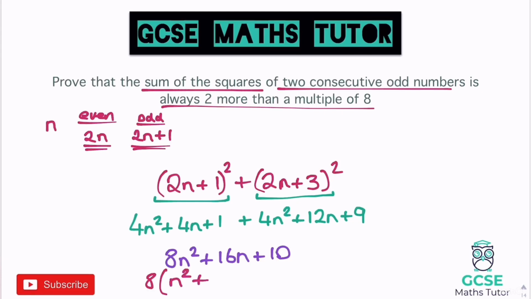The next one, we can divide by 8 as well. We get 2n. 16 divided by 8 is 2. But I can't divide this last piece by 8. 8 does fit in once though, doesn't it? But it leaves us a remainder. And my remainder would be 2.